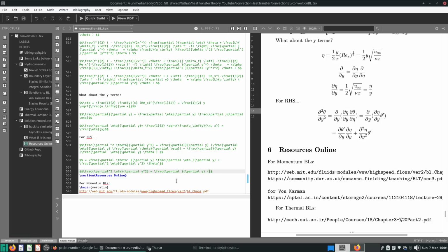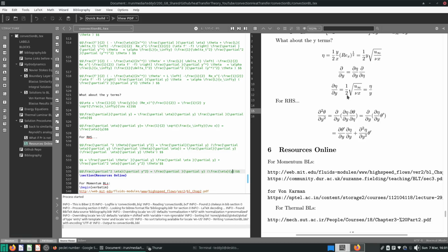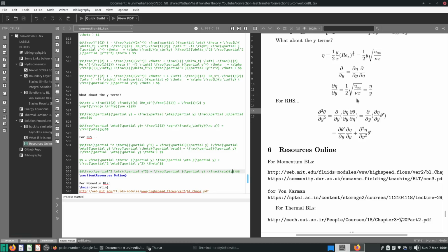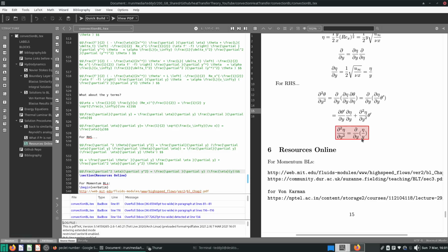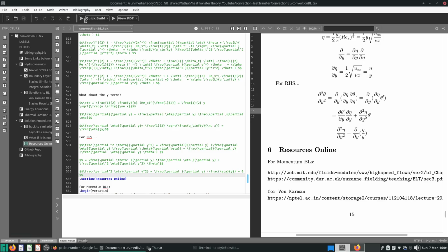What will this be? You'd have a partial by partial y of what? Eta over y. Okay, because that's what partial eta partial y is. It's just eta over y. Right? But if you see, eta over y does not depend on y at all. Of course, you can do your own quotient rule and convince yourself, but this whole thing is independent of y. U infinity, nu, and x are all independent of y. All right. So I can just as well say that this is 0.